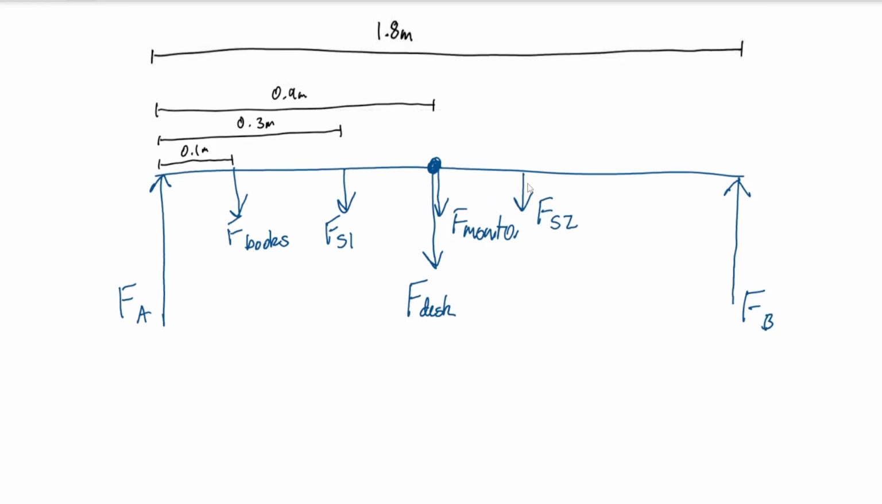So how are we going to calculate that? This distance is 30 centimeters, which means we go 1.8 meters to the right, and then we subtract 0.3 meters, which would give us 1.5 meters up to speaker 2.